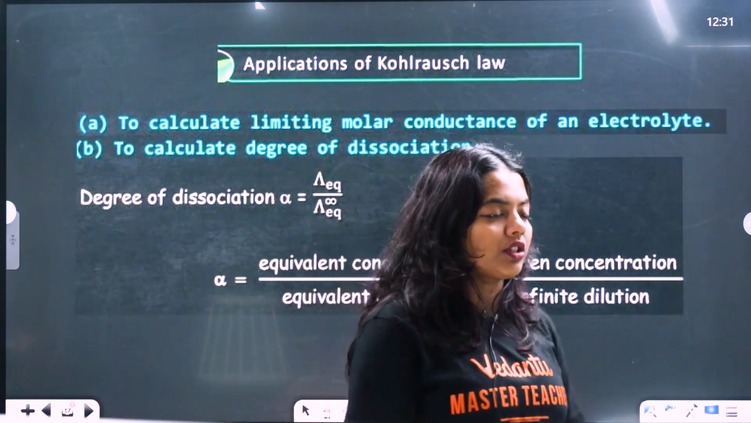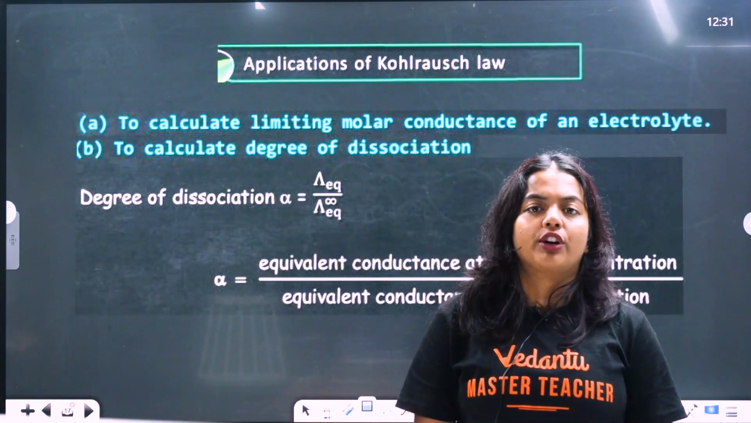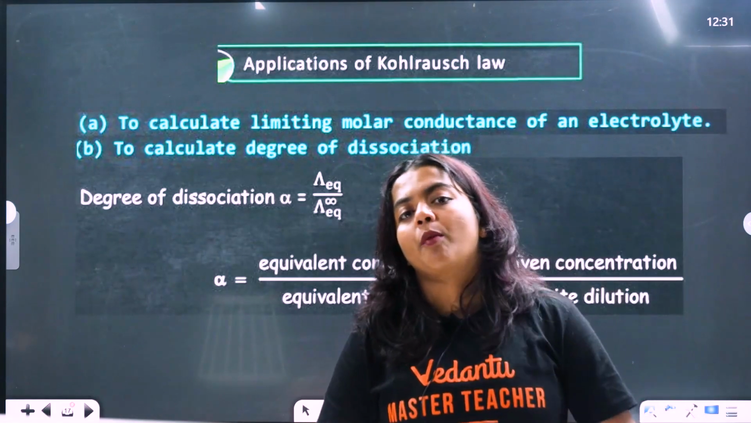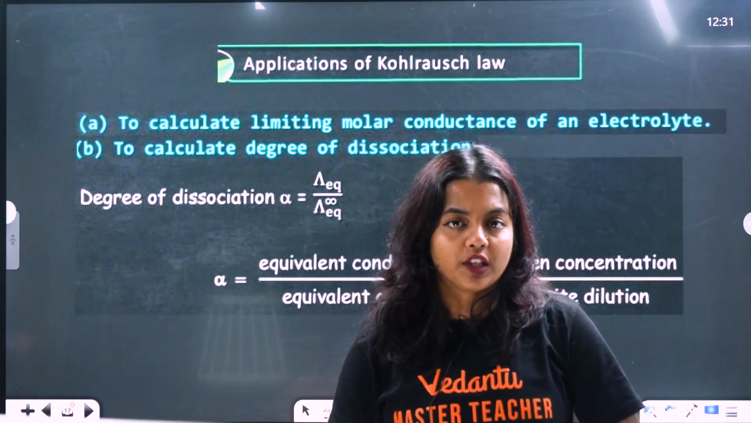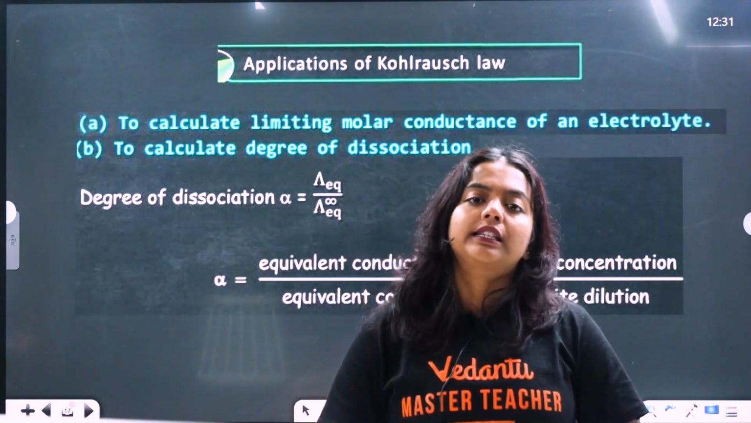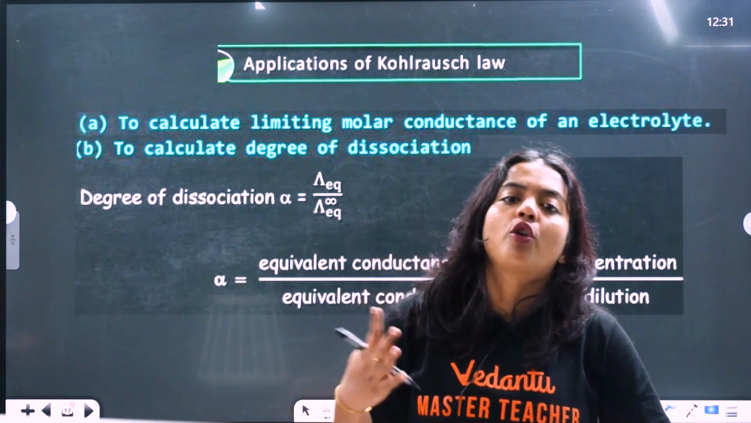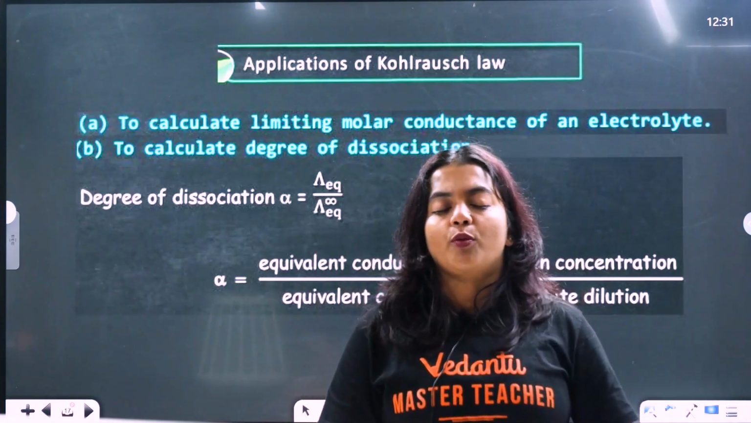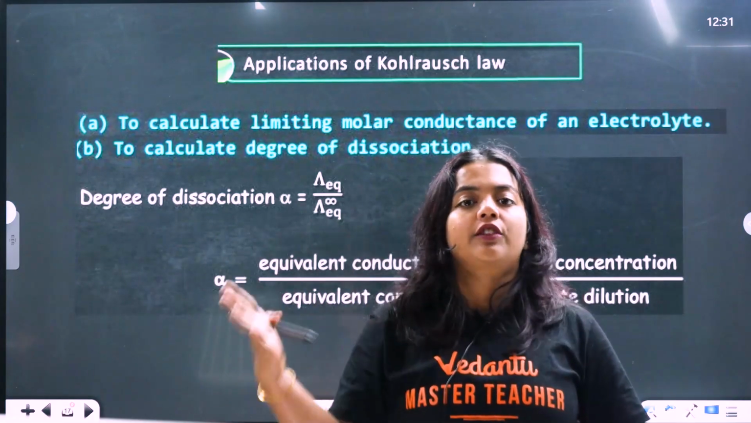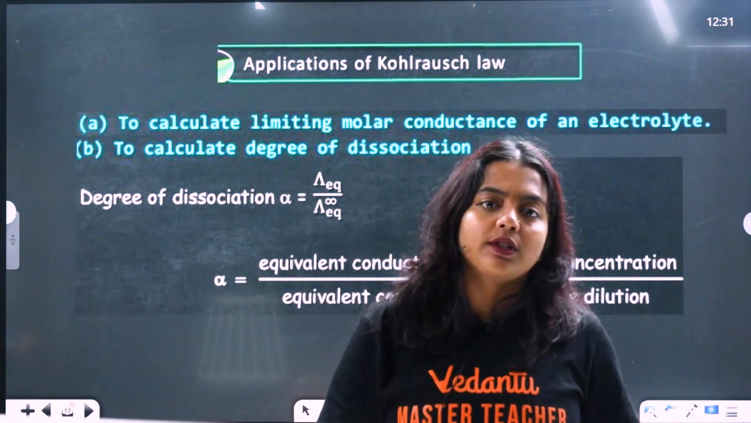So Kohlrausch's law says that equivalent conductivity is the sum of the equivalent ionic conductivity of these particular cations and anions. And in terms of molar conductivity, it is the molar conductivity of the cations and anions. That was Kohlrausch's law.